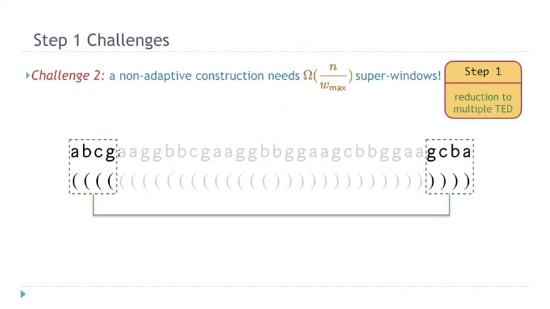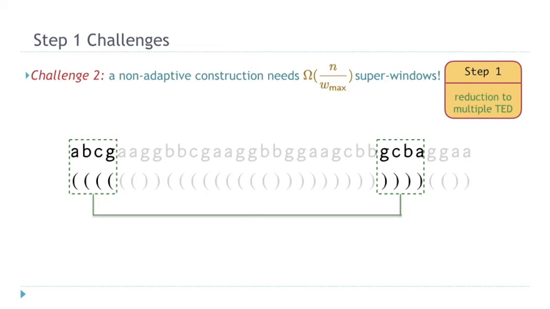The second reason the previous algorithm wouldn't work is that we have to make our windows adaptively. Previously for edit distance, we wouldn't look at the strings for making the windows. We just made the windows before even reading the input, and then we would use those windows in our construction. We cannot do the same thing for tree edit distance because of this example. For the string you see on the screen, if you want to make a super window out of the first part and the last part, the matching right part of the super window should be at the end of the string.